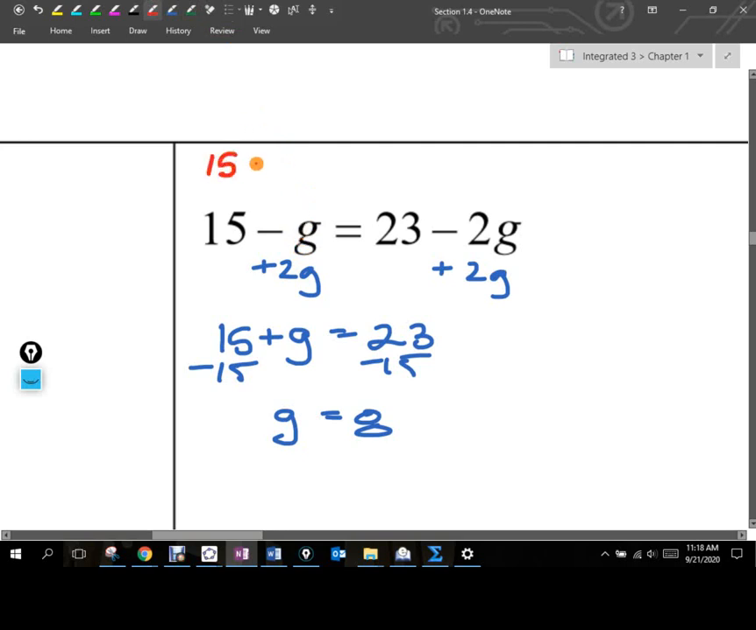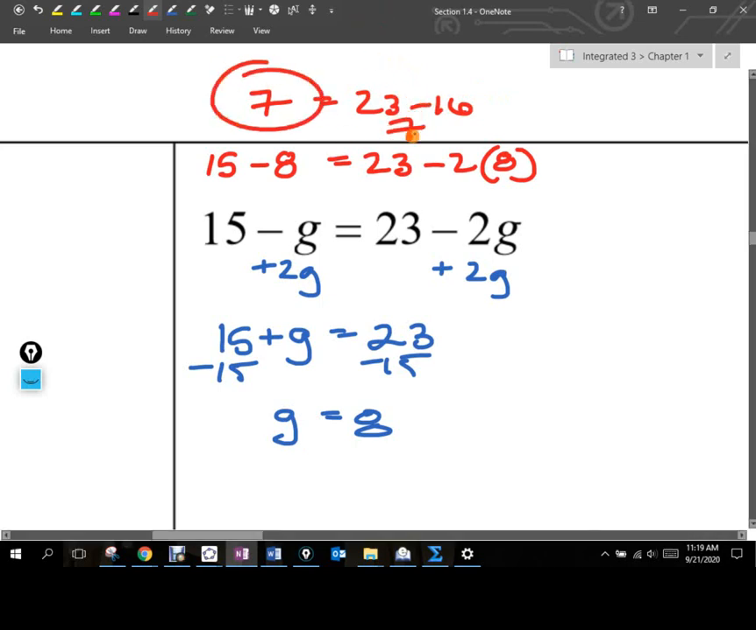g represents a solution that makes the left-hand side and the right-hand side true. Okay, it makes this a true statement here. What's 15 minus 8? 7. And this will be 23 minus 16. What's 23 minus 16? 7. The 7 equals 7.